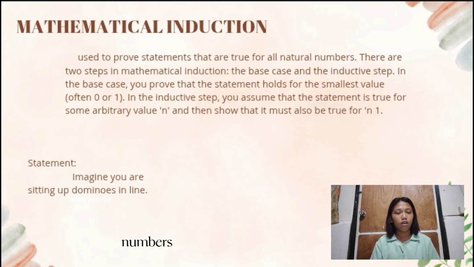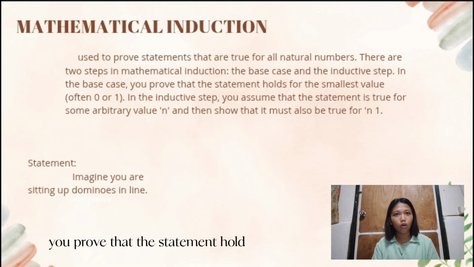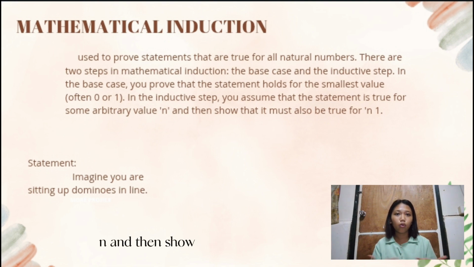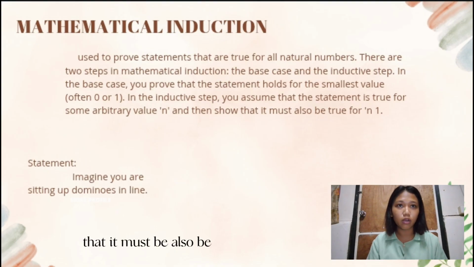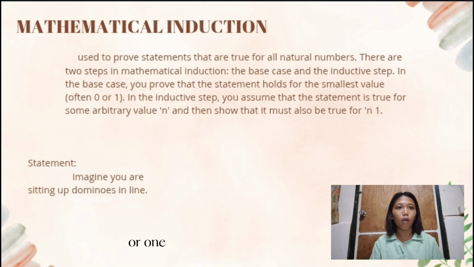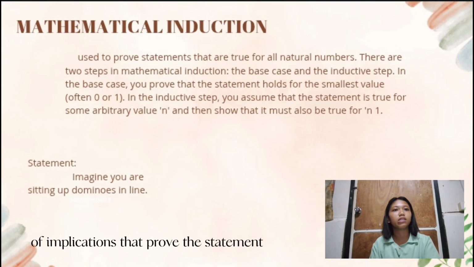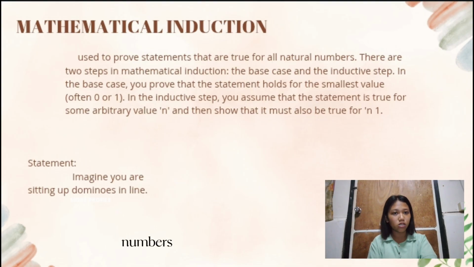So the last one is mathematical induction, used to prove statements that are true for all natural numbers. There are two steps in mathematical induction, the base case and the inductive step. In the base case, you prove that the statement holds for the smallest value, often 0 or 1. In the inductive step, you assume that the statement is true for some arbitrary value n, and then show that it must also be true for n plus 1. So this process creates a chain of implications that proves the statement for all natural numbers.